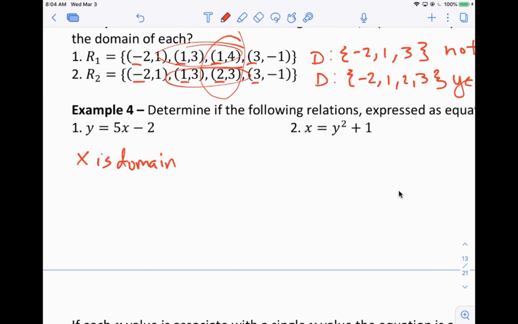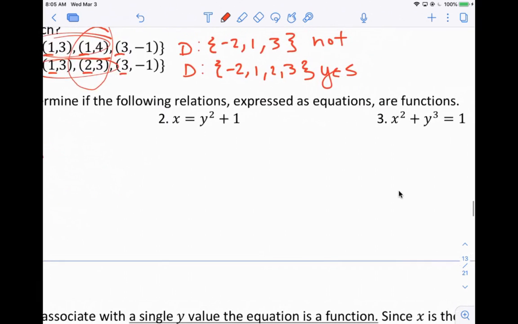Does subtracting 2 ever do that? Nope, subtraction is also the same thing. Subtraction is what we call closed, so it is not going to affect this. So we can plug in anything we want. The domain here is negative infinity to positive infinity. Fractions, 0, it's all included. And so yes, this is a function.